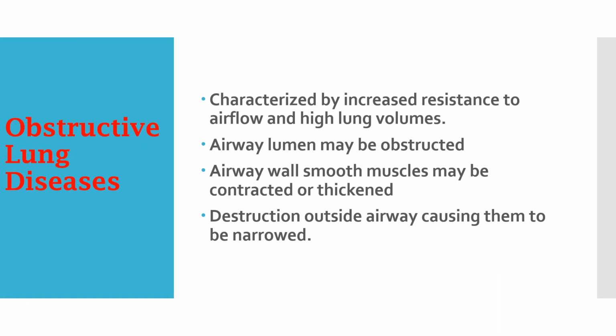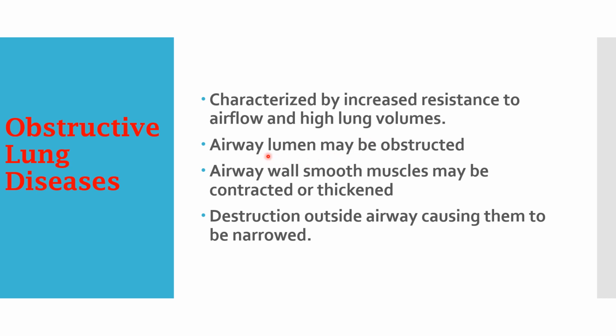In obstructive lung diseases, there is increased resistance to airflow and the person will be having high lung volumes. The patients find it easier to breathe at high lung volumes because this tends to increase the caliber of airways, greater radial traction, and thus decrease the resistance to airflow. So how is the obstruction present in the airway?